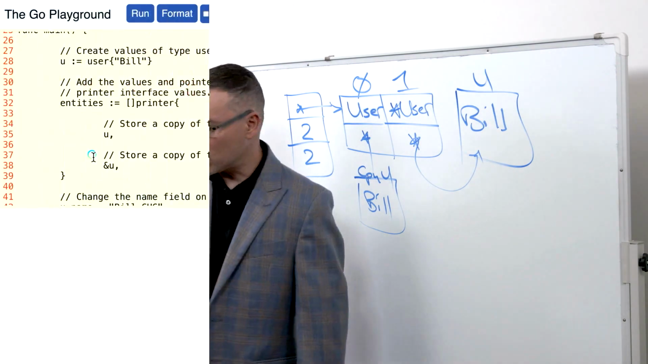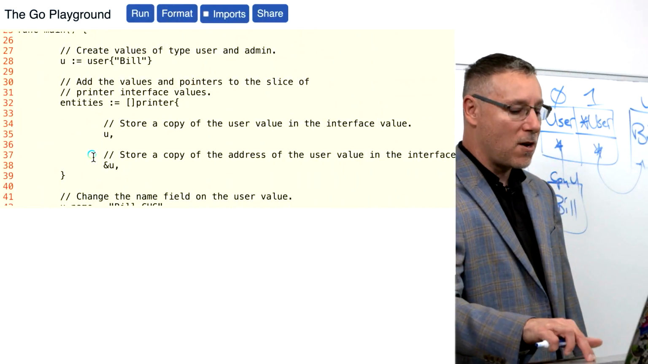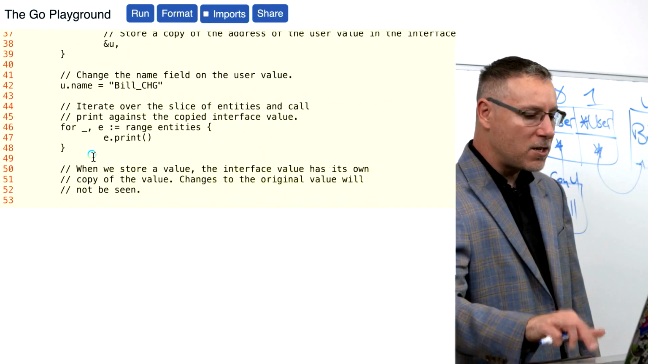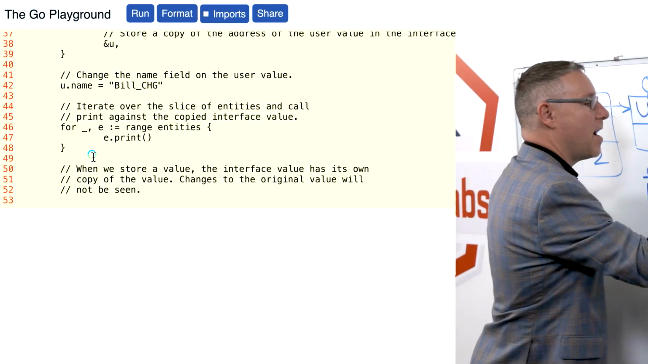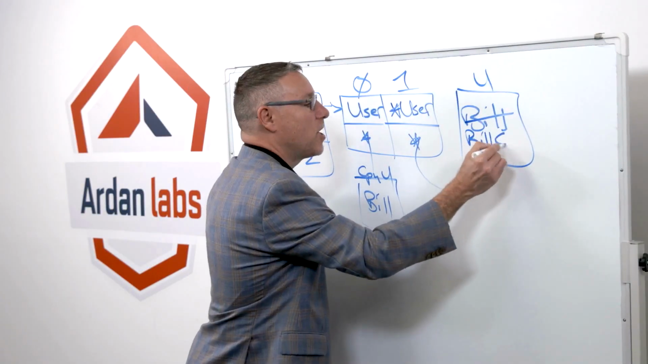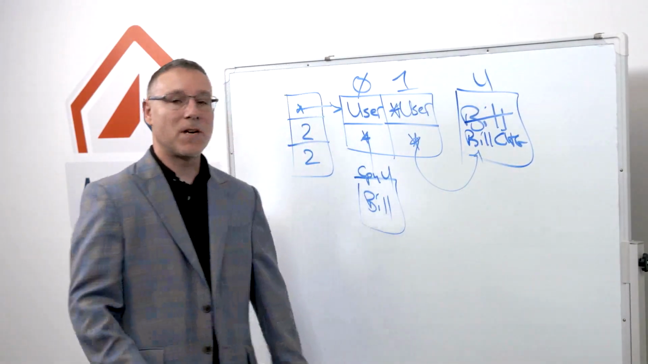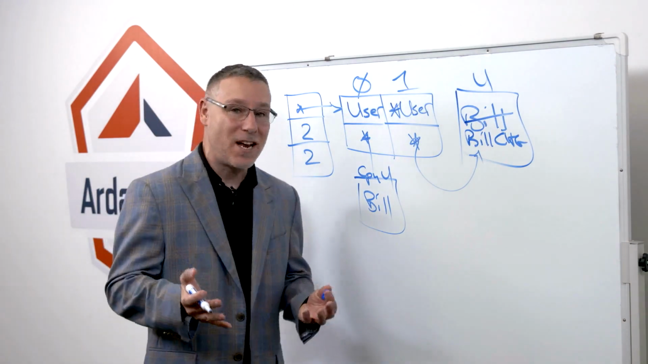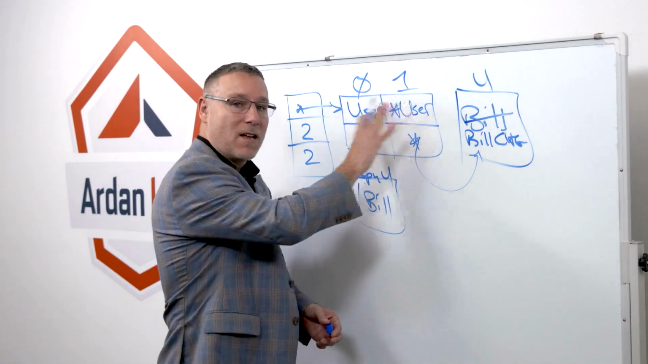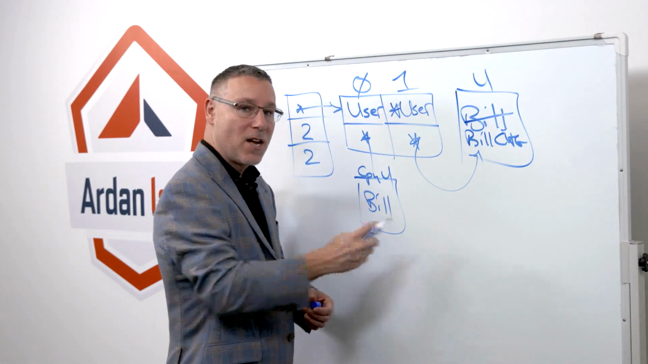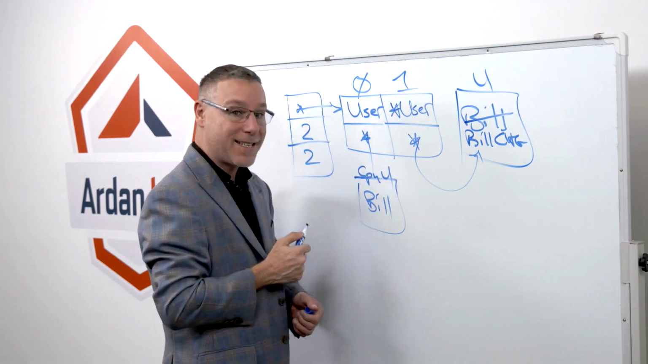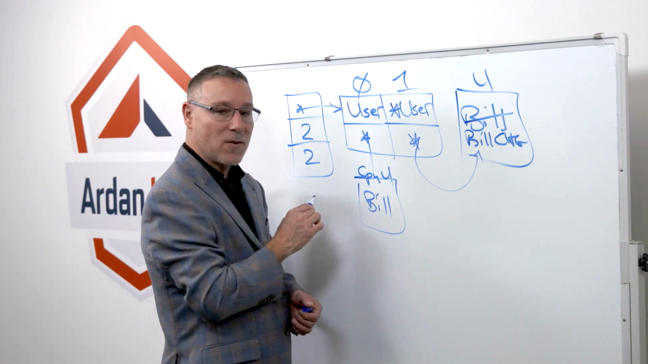Now, if we scroll down a little bit more in this code, you'll see two things. On line 42, we're changing this data to now be Bill changed. And the first question I'm going to ask you is, who's going to see this change? The only index in our collection that will see the change is the one using pointer semantics. This one is operating on its own copy.